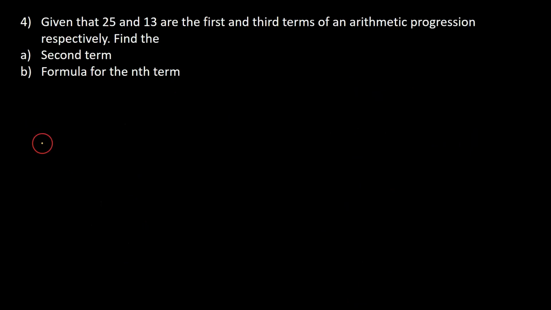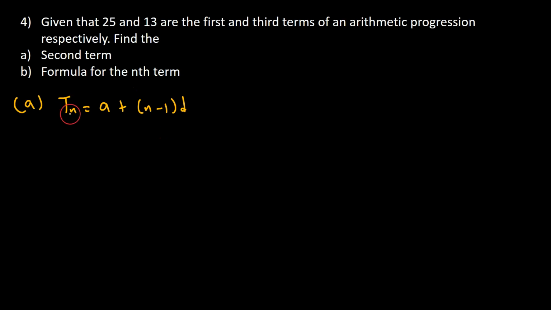So our last question goes like, given that 25 and 13 are the first and third terms of an arithmetic progression, respectively, find the second term and formula for the nth term. Let's begin by finding the second term. So we have been given the first term, which is 25, and the third term, which is 13. Let's write our formula first. Tn equals a plus n minus 1, and then d there.